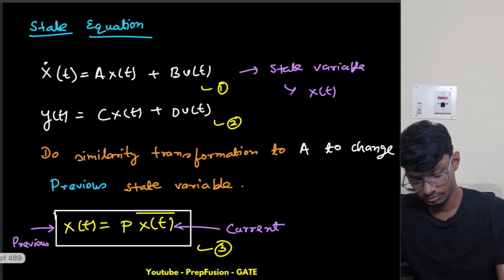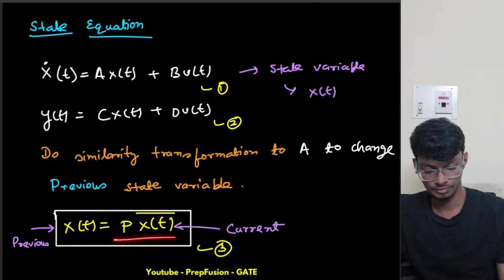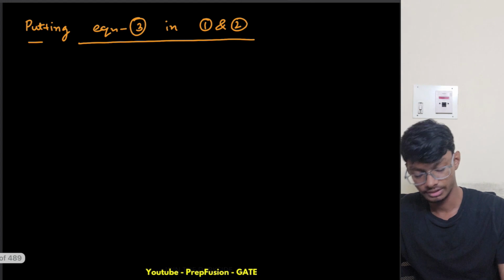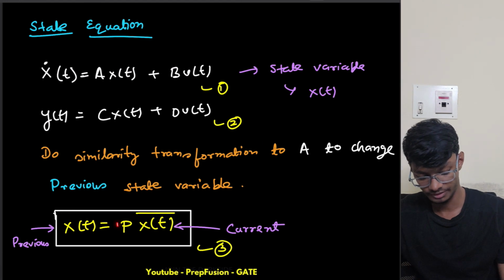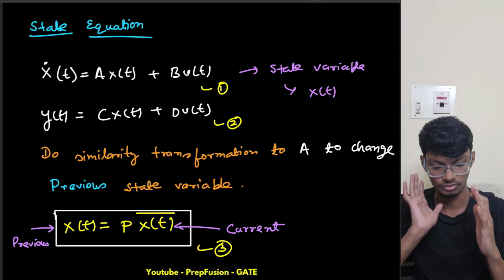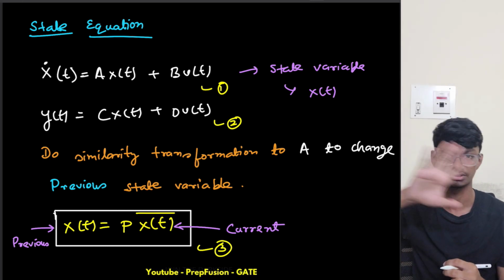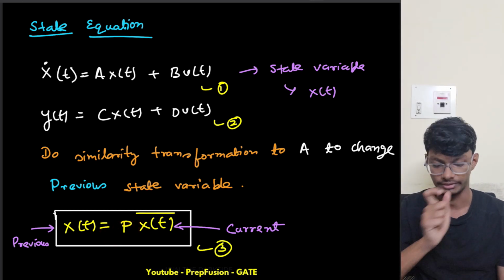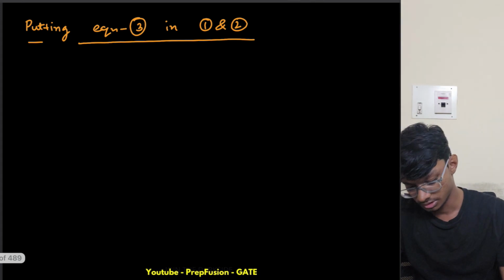So basically we have to change x equals P times x bar. This P is simply not a function of time. It is just a scalar matrix, a constant matrix, not a function of time. So P will come outside of the derivative.